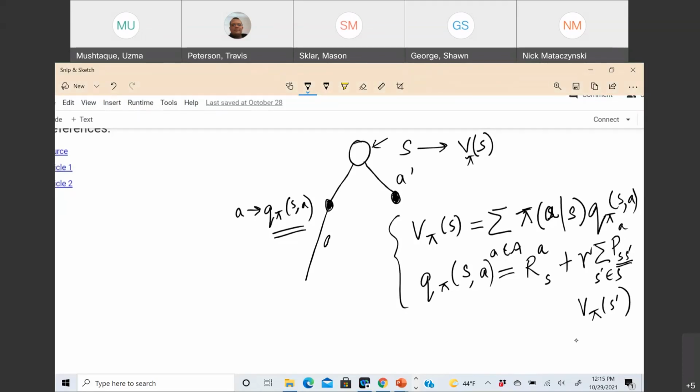I get some reward, let's say I'm denoting it by small r, and then I move to another state S prime. So S prime gives me this value at S prime, right? This goes on, and again I'll have a set of actions, and then I'll have the Q for that S prime, and so on, right?